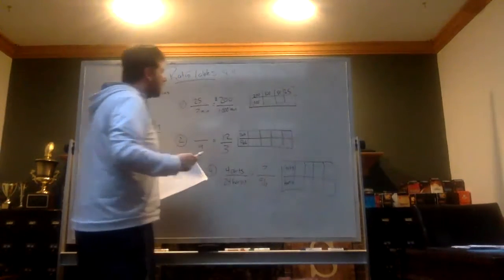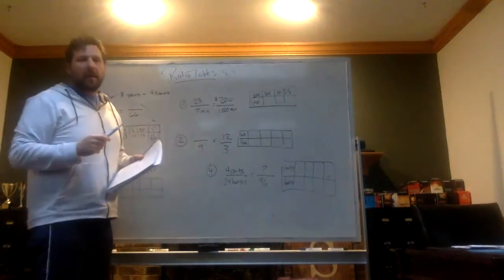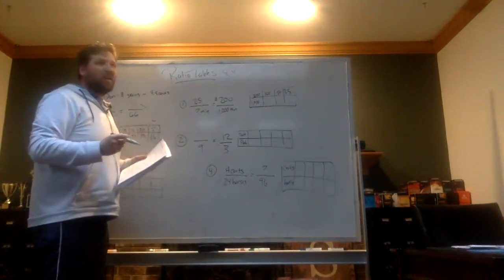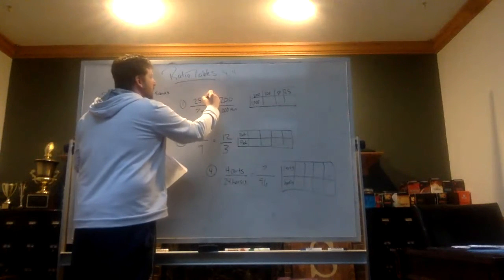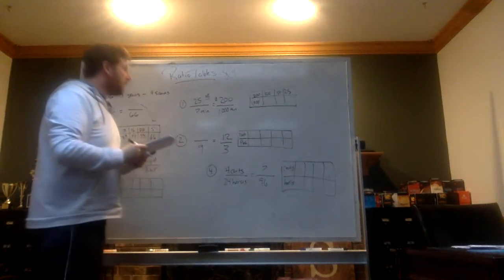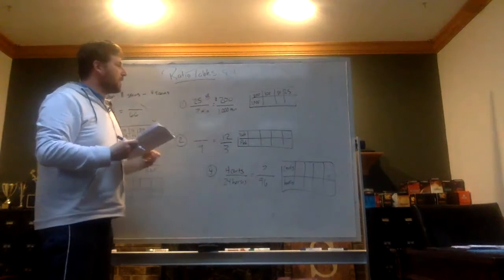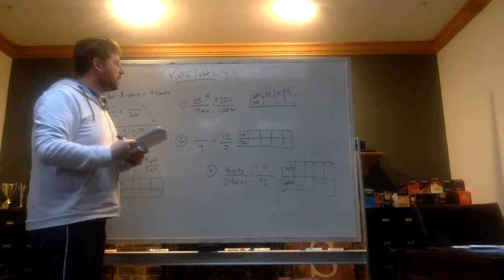So if we look at this one, we know that 25 goes to 200. So how many 25s go into 200? Well, we know 25 going into 100 is 4 of them. So into 200 is 8 of them. So this is times 8. Now we have to think to ourselves, what times 8 equals 1,000? Okay, we could do that.